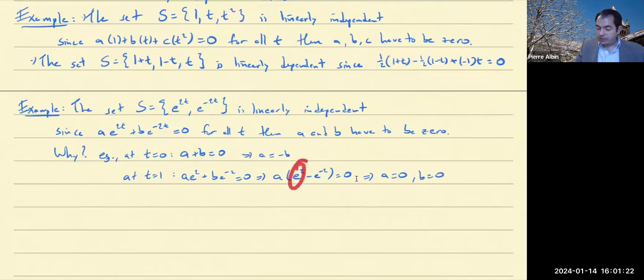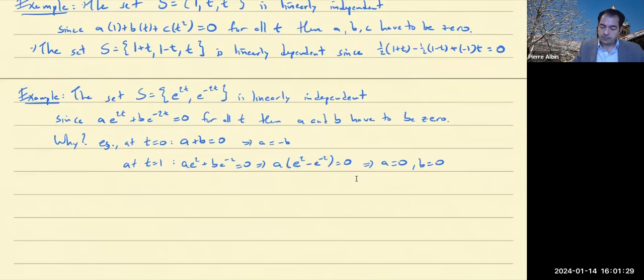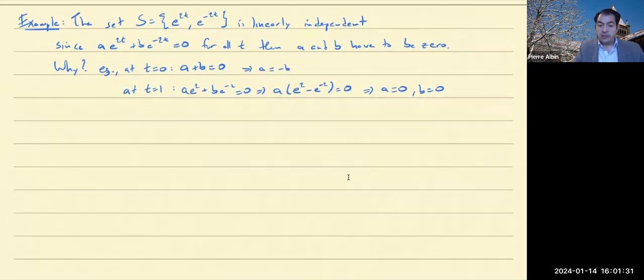We know that e squared is not the same as e to the minus 2 because, for example, this is greater than 1 and this is less than 1. So that set is linearly independent.